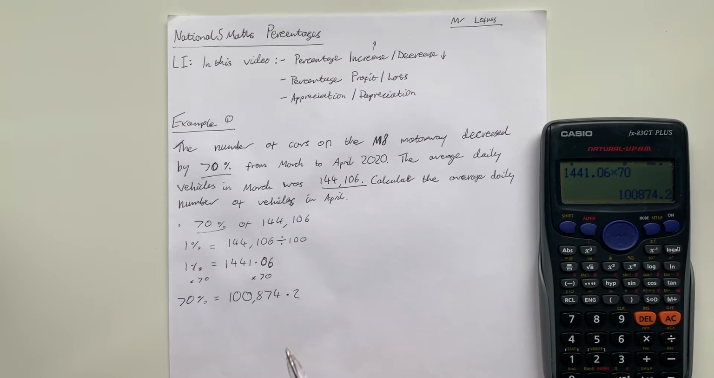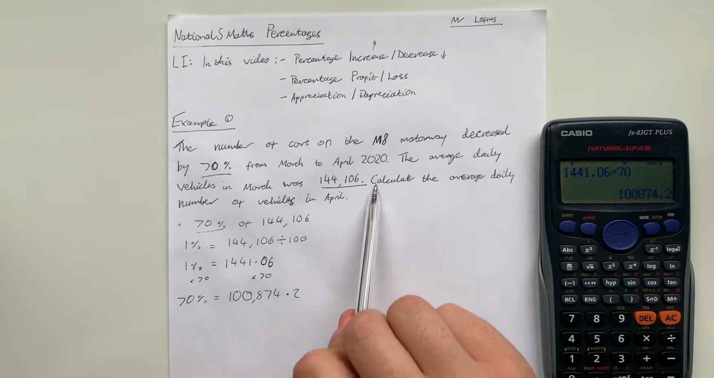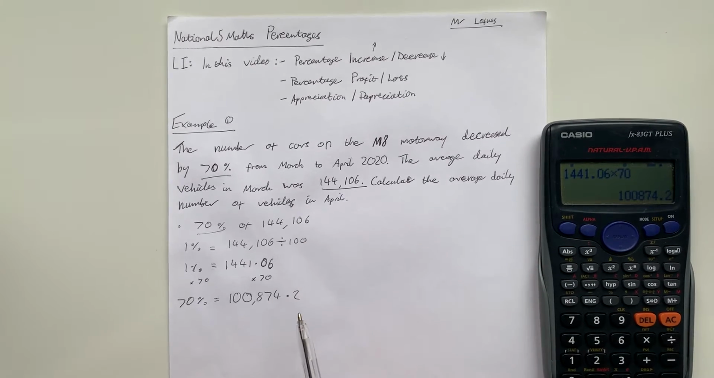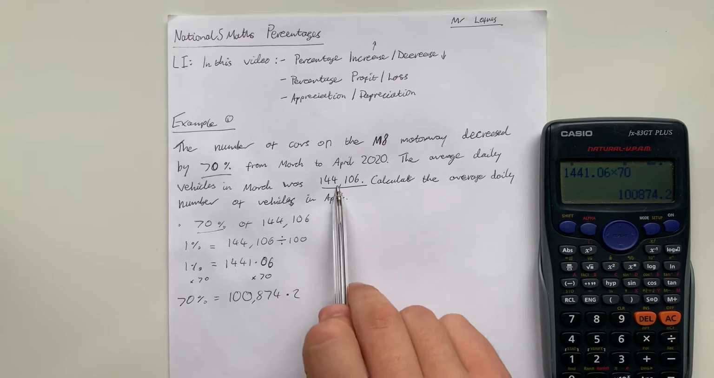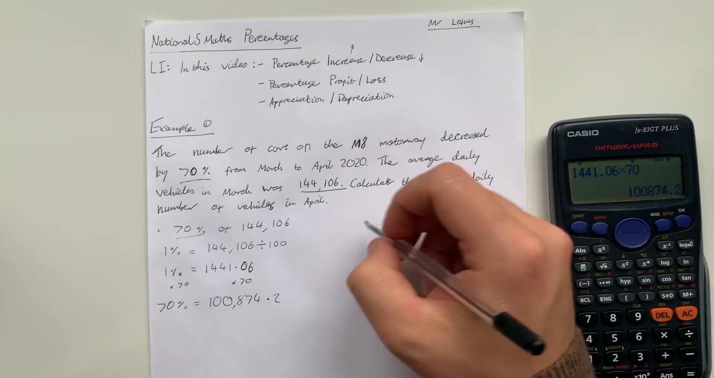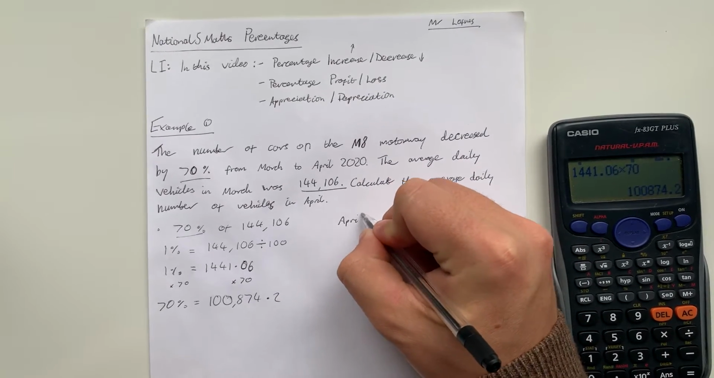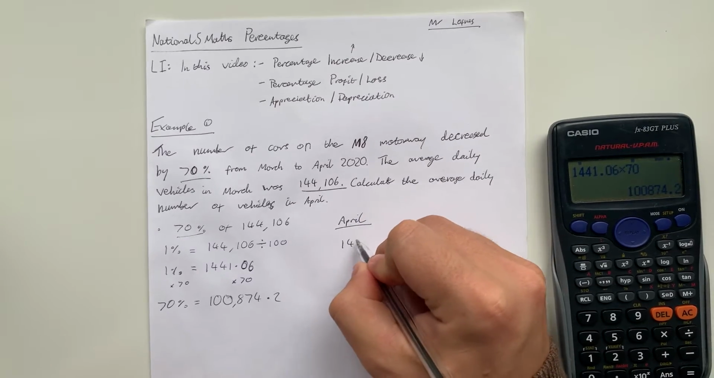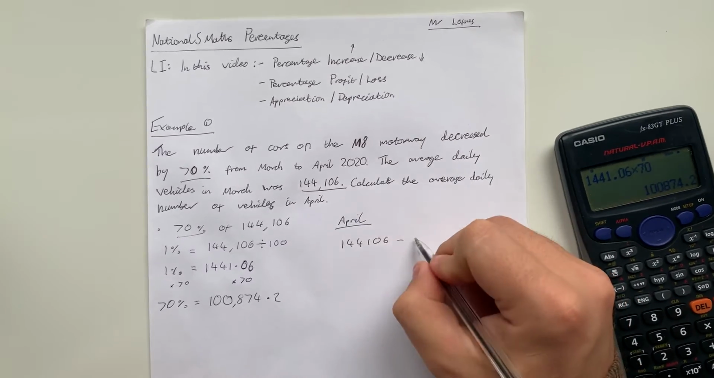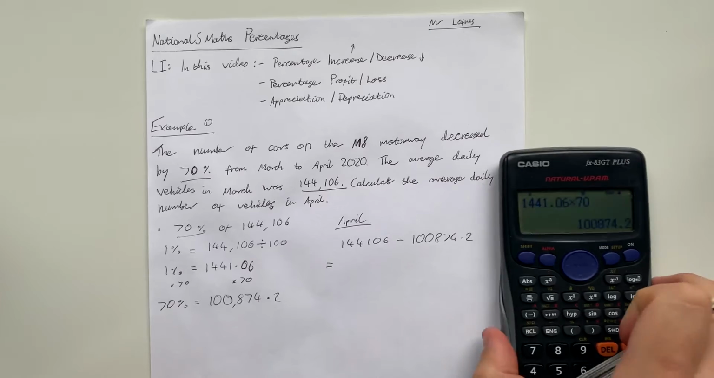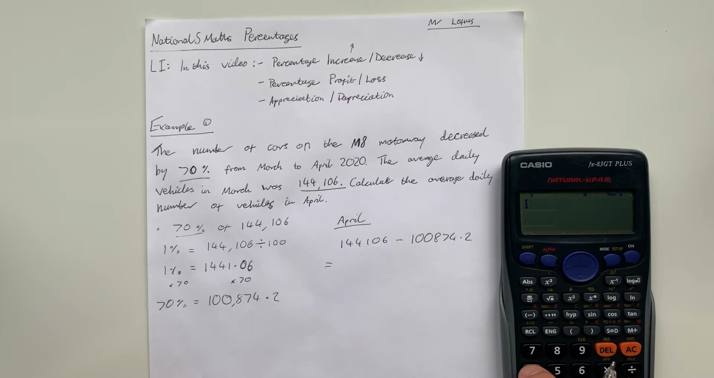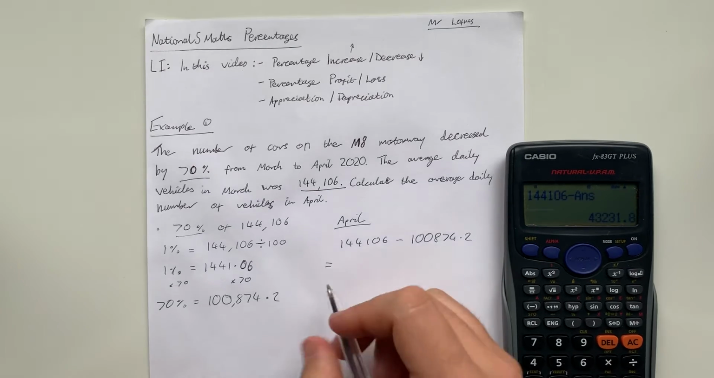Okay, so let's do the last step. We're not looking for how much did it fall by, we're looking for the average daily number of vehicles in April. So we're going to have to take the amount that it's decreased, and we're going to have to subtract that from the March figure. So for April, we're going to take the number in March, which was 144,106, subtract 100,874.2. Again, we could do that in our heads, but we have a calculator in front of us, so why not use it? Subtract. I'm just going to subtract the answer there, because again, my calculator's clever and it remembers it.